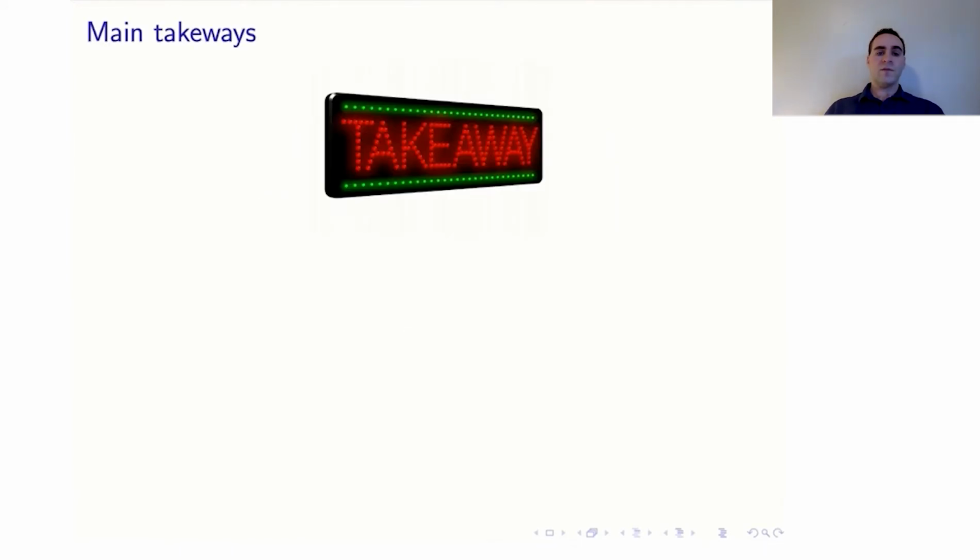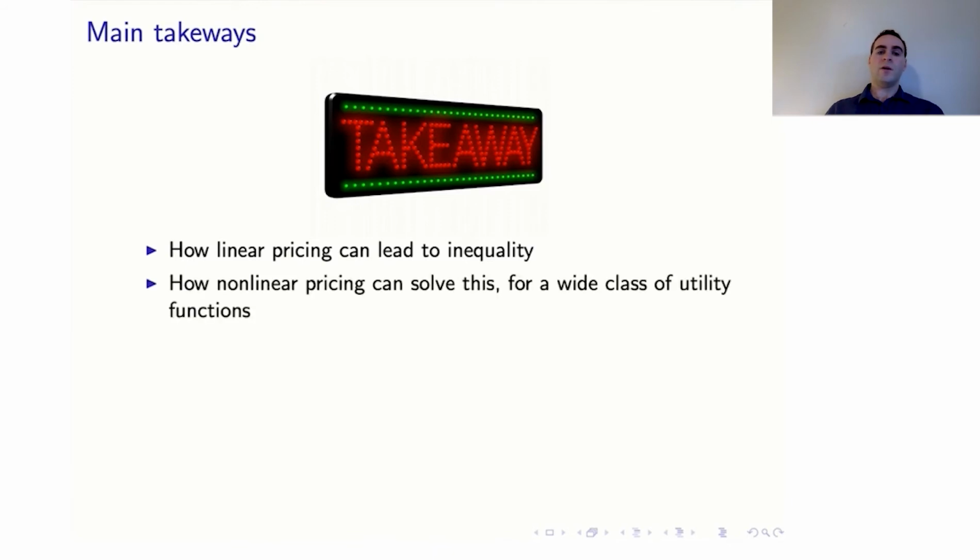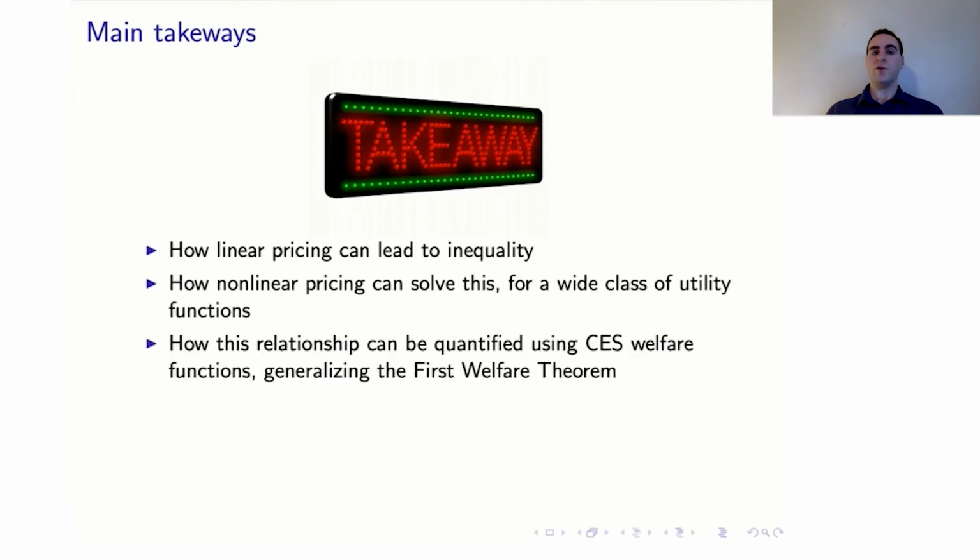The main takeaways for this talk are going to be the following. First, we're going to talk about how linear pricing can lead to inequality. We're also going to cover how nonlinear pricing can solve this for a wide range of utility functions. We will cover how this relationship can be quantified using CES welfare functions, which is going to generalize the first welfare theorem. And finally, we'll discuss how this relates to nonlinear pricing in the real world.